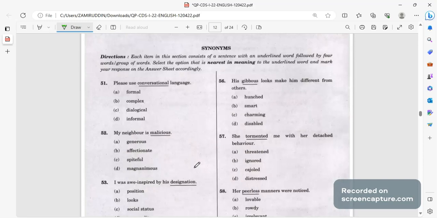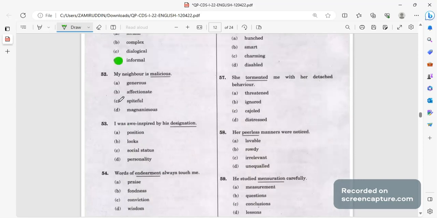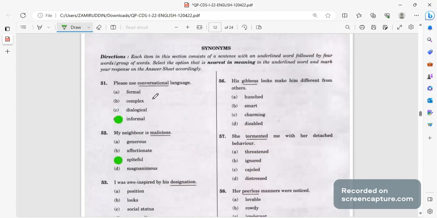कन्वर्सेशनल लैंग्वेज मतलब ऐसा लैंग्वेज जो हम लोग नॉर्मल टॉक में यूज करते हैं, मतलब informal language. Let me move to synonym. So, informal language is the right answer. My neighbor is malicious. Malicious मतलब spiteful. Malicious का synonym है, words which have the same meaning as malicious. Malicious is very bad meaning. My neighbor is malicious.